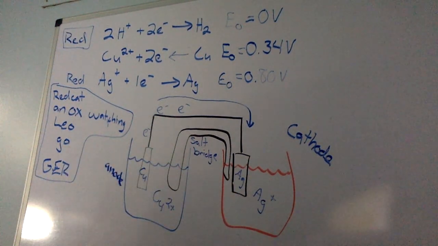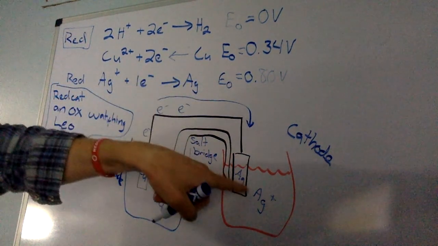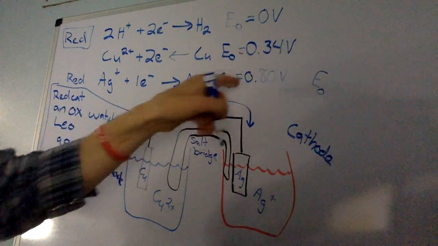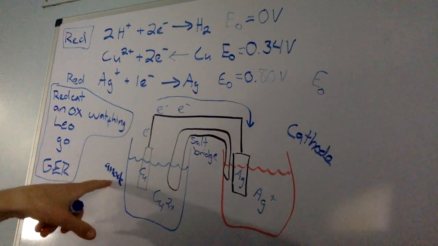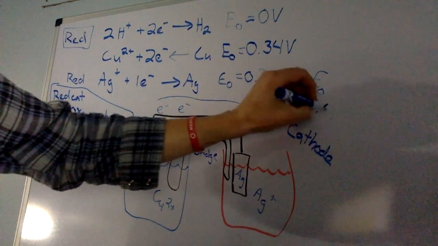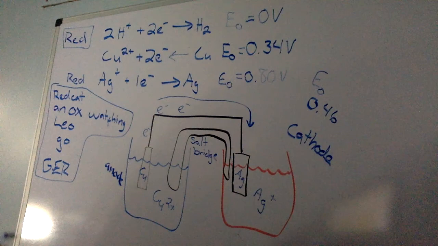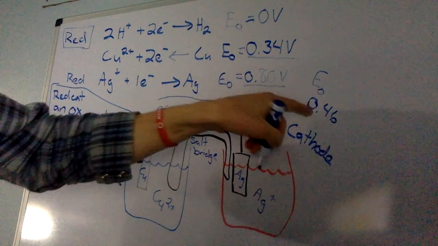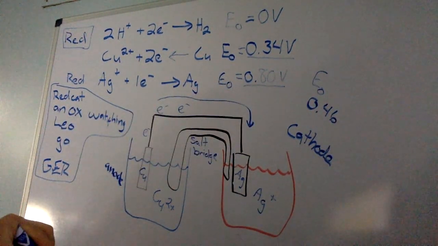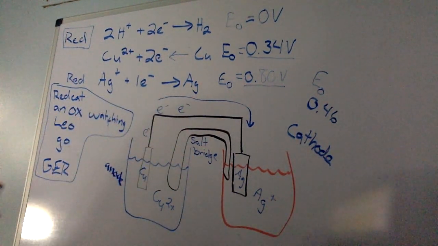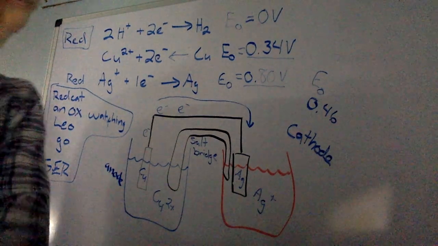So overall, how much energy am I going to get out of this reaction? I would need to start from my cathode. I'm going to do the E naught value of the cathode minus the E naught value of the anode. So 0.8 minus 0.34, and I get 0.46. So in this reaction, overall, I'm going to have a charge moving of 0.46 volts. Okay, hopefully this helps you guys a little bit.